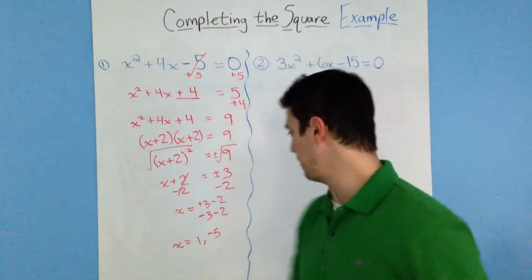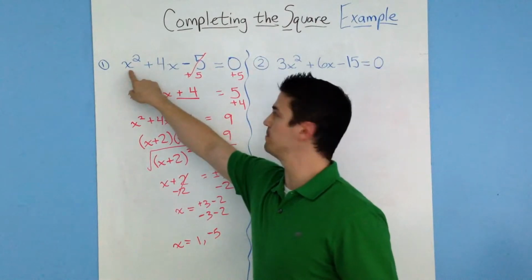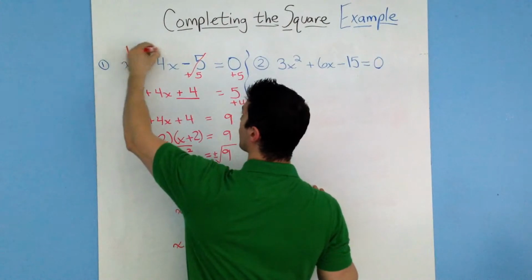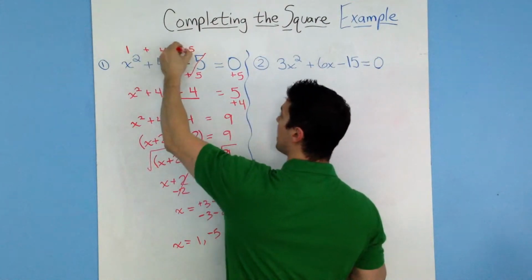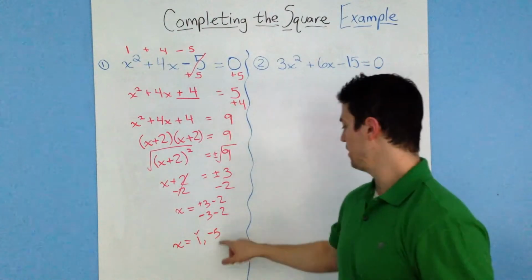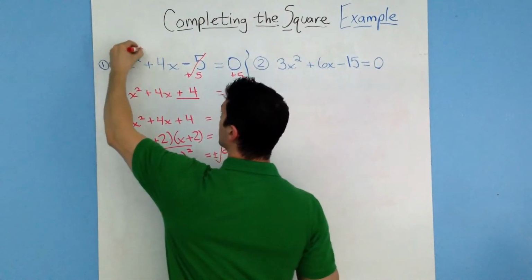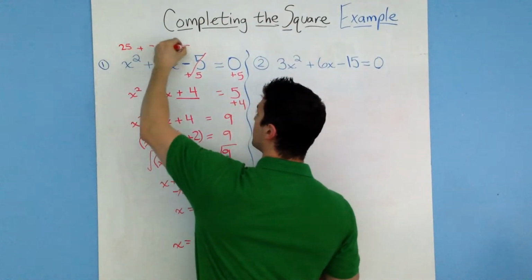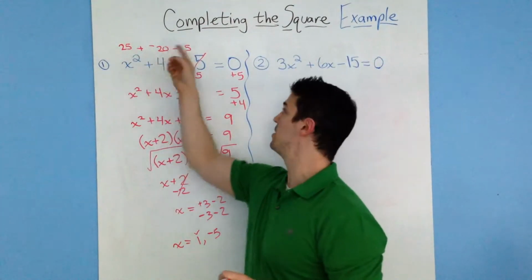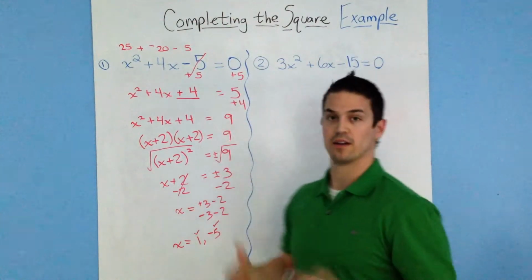So what we can do is we can back solve and see if 1 and negative 5 work. So if you have 1 squared, it's 1, plus 4, so we end up with 1 plus 4 is 5, minus 5 is equal to 0. And that works out. So our 1 checks out. Let's try our negative 5 now. With the negative 5, you end up with 25 plus negative 20 minus 5. So the 25 plus negative 20 would get you 5, minus 5 would get you 0. So the negative 5 checks out, and the completing the square worked.